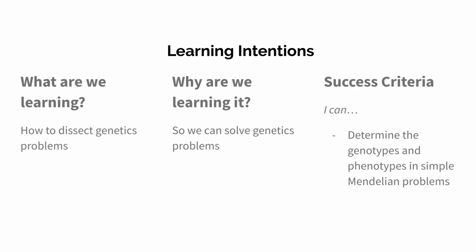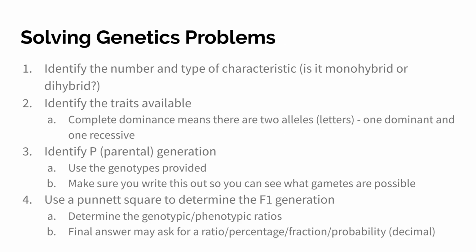Today we're talking about how to dissect genetics problems so that we can solve them efficiently. The success criteria is being able to determine genotypes and phenotypes in simple Mendelian problems. So this is actually pretty straightforward. You just need to pay close attention to what the question is asking for.